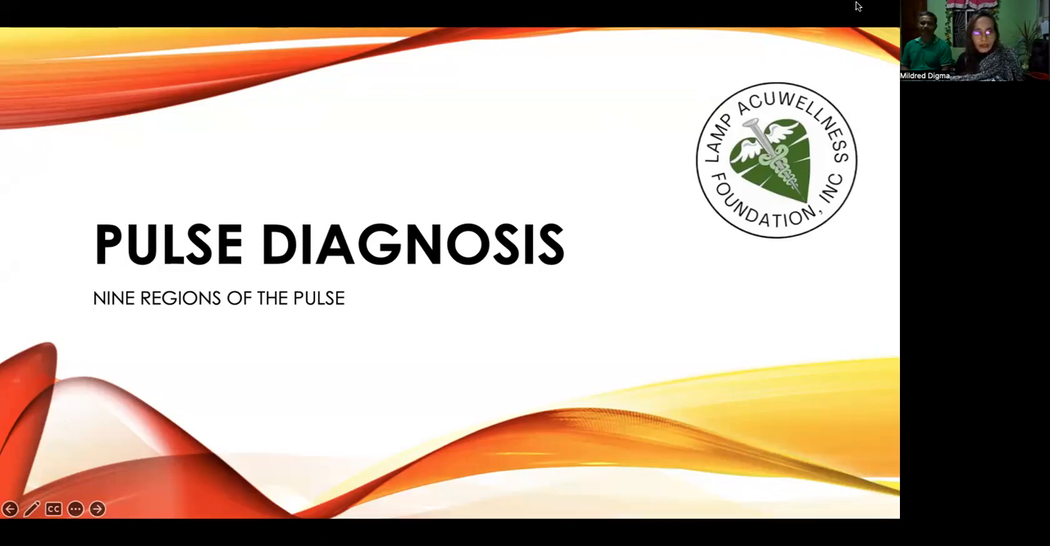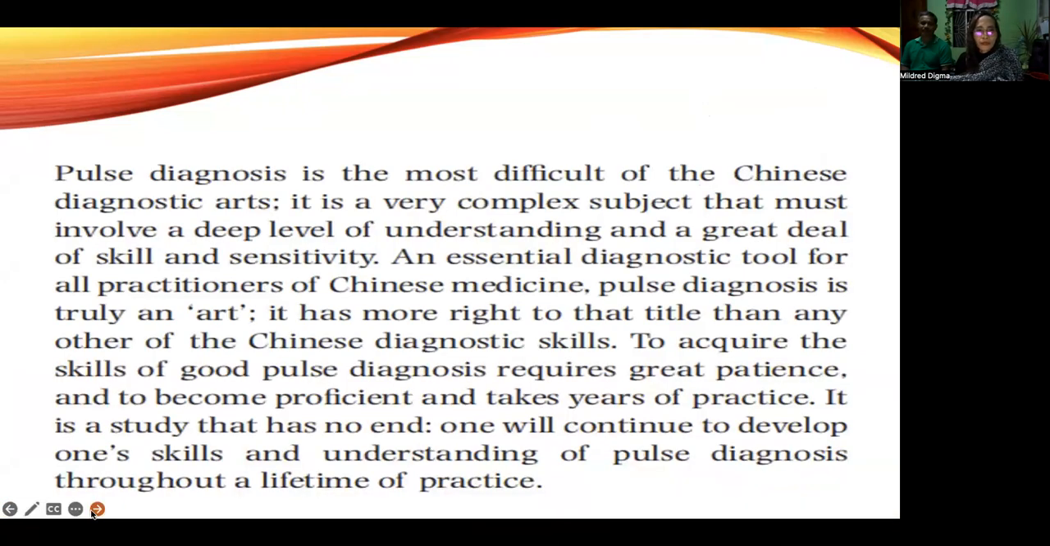Ipagpapatuloy po natin ang ating pag-aaral tungkol sa pulso, pulse diagnosis, 9 regions of the pulse. Pulse diagnosis is the most difficult of the Chinese diagnostic arts. Sinasabi po nila na ito ay very complex subject kasi involved ang deep level of understanding and great deal of skill and sensitivity. So, an essential diagnostic tool for all practitioners of Chinese medicine.